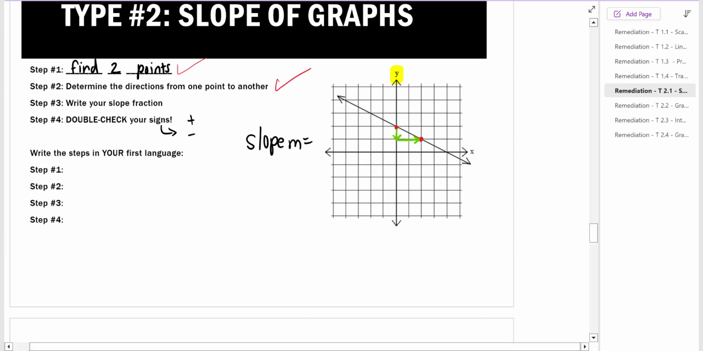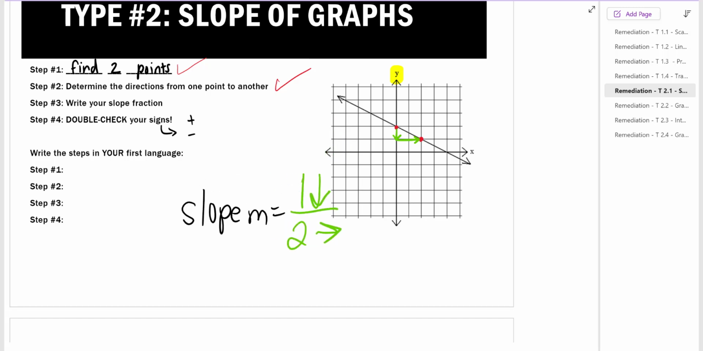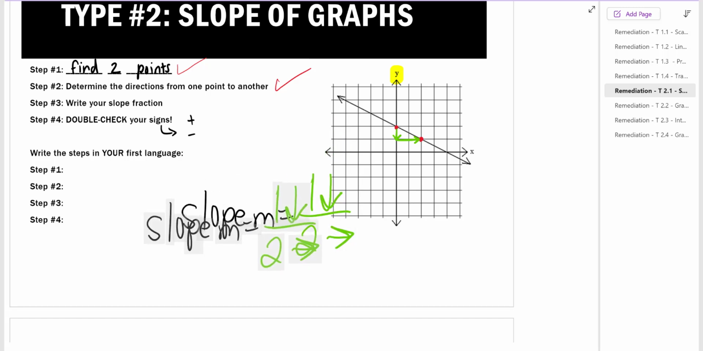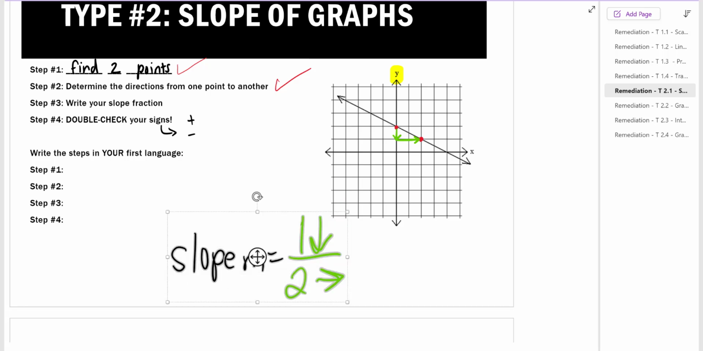Okay, so now you're going to write your slope fraction. So ahora podemos escribir la fracción. So we did 1 down and then 2 to the right. And I can move that for more space. Okay, 1 down, 2 to the right.